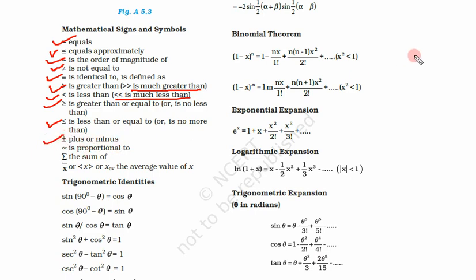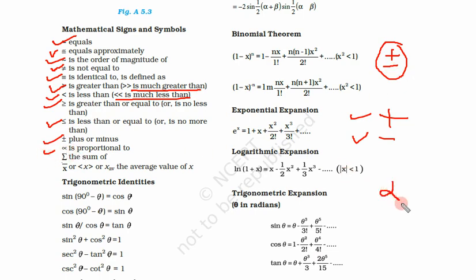This is plus or minus. What is the meaning of this symbol? This symbol means a single quantity can be positive or negative. You know positive quantity, you know negative quantity separately. But if we put both of these, that means the quantity can be positive or negative. This symbol is very important.